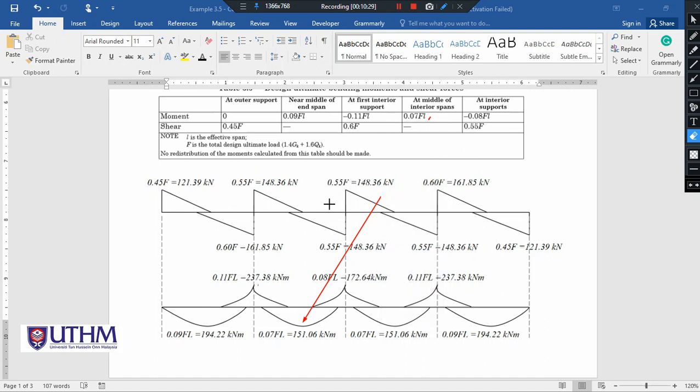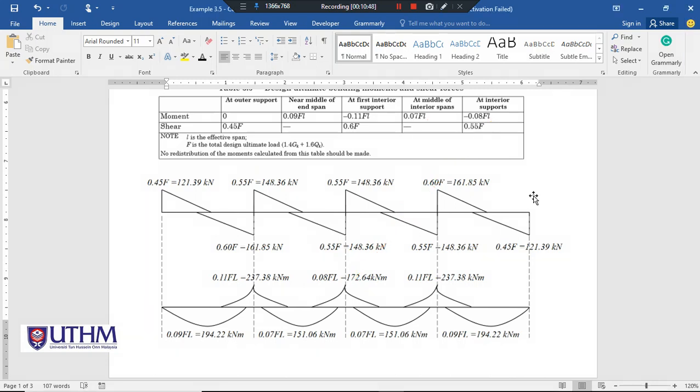Next is the interior support. The interior support is here, 0.08, thus this is the point for 0.08. And finally, we will substitute all of the F values and also L into the equation for each case, and finally the question is solved.